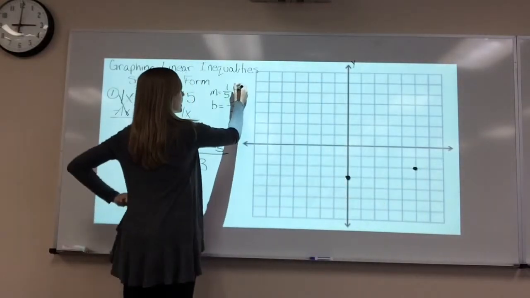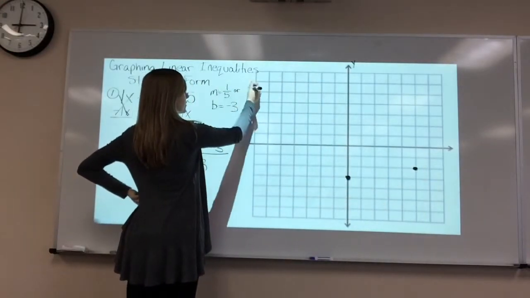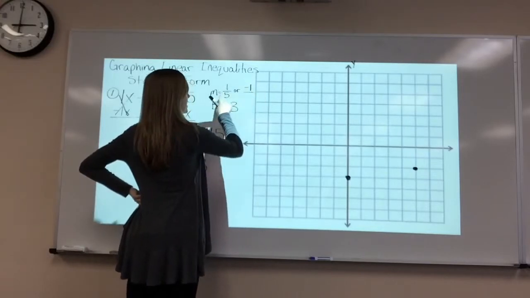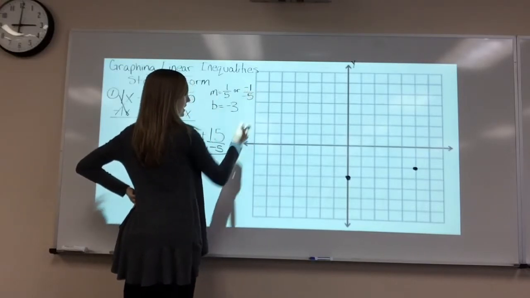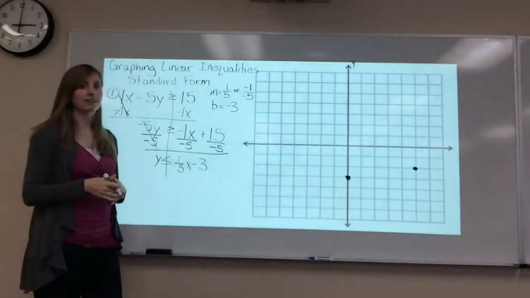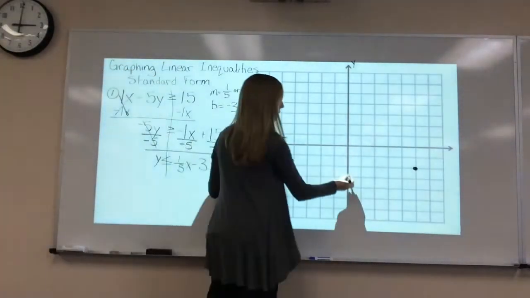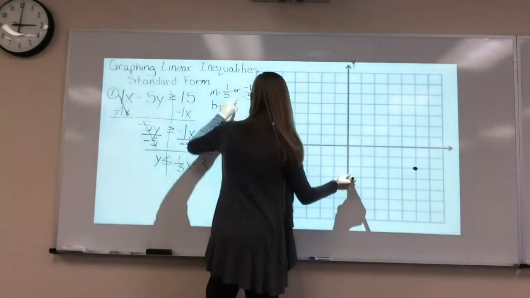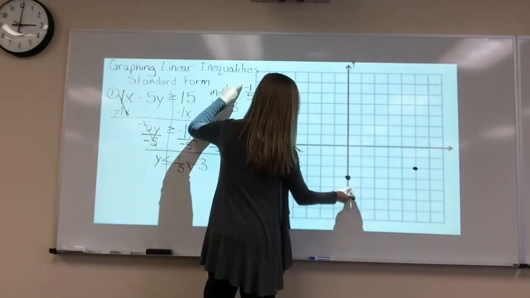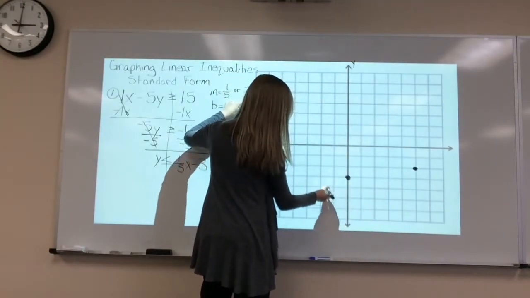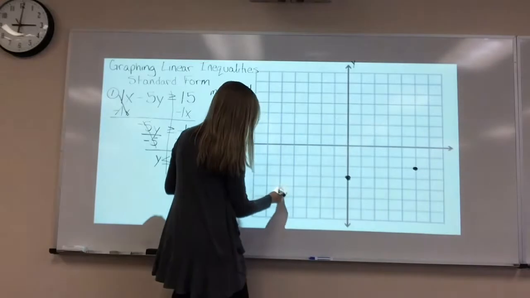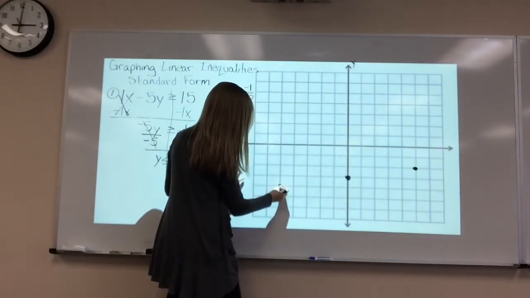We can also do the opposite. Instead of positive 1, we'll make it negative. Instead of positive 5, we'll make it negative. Negative 1 over negative 5. Go back to your y-intercept. Negative 1 means down 1. Negative 5 means to the left. 1, 2, 3, 4, 5 places.